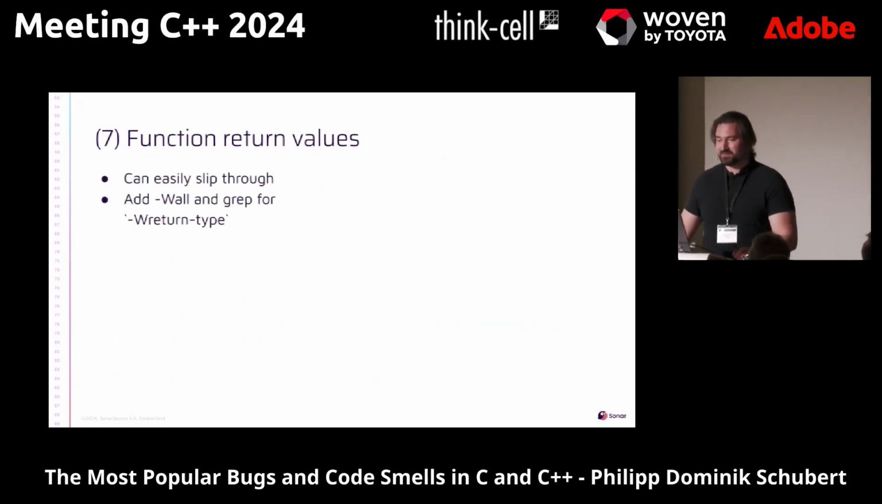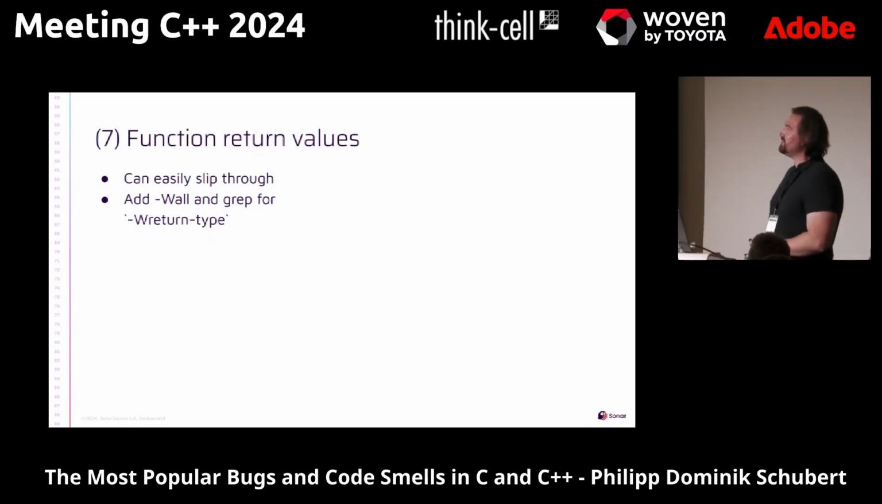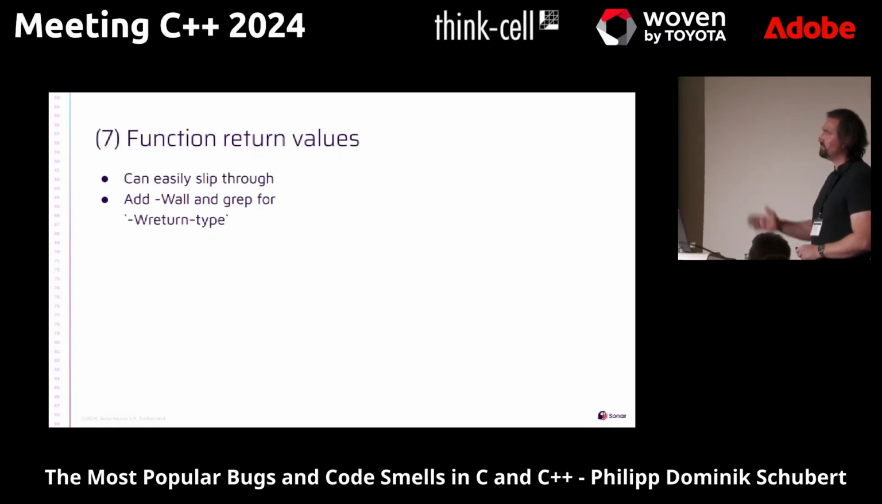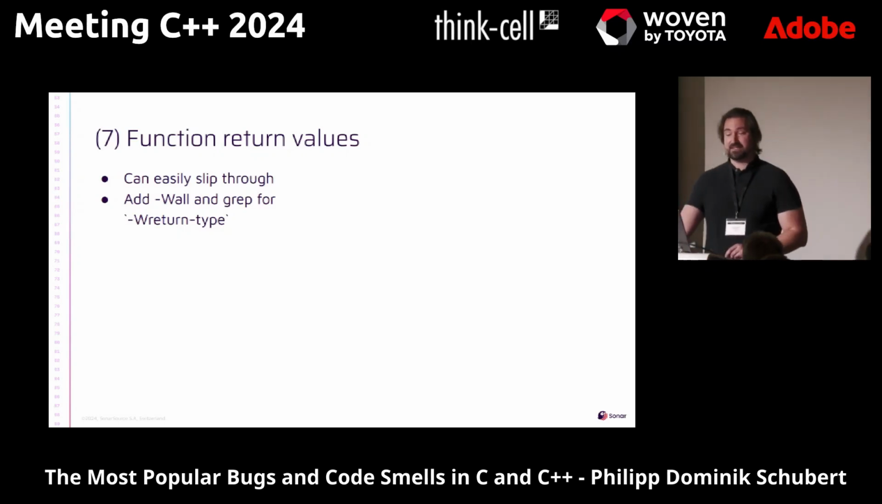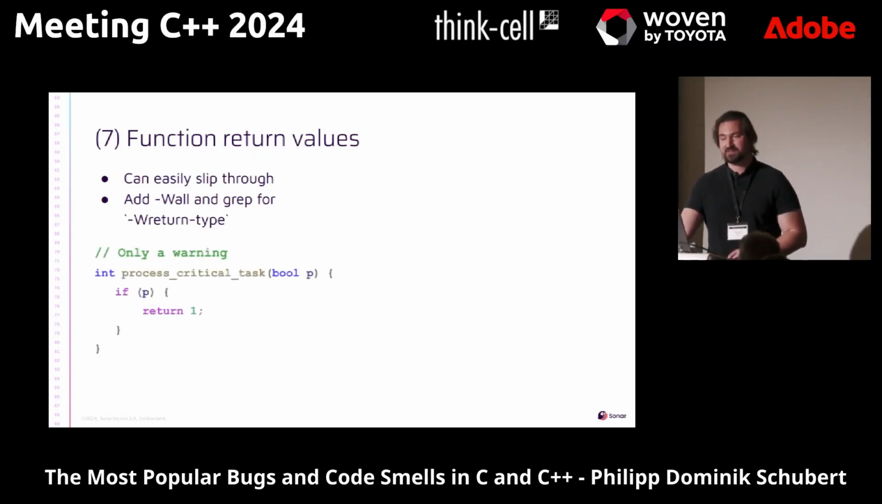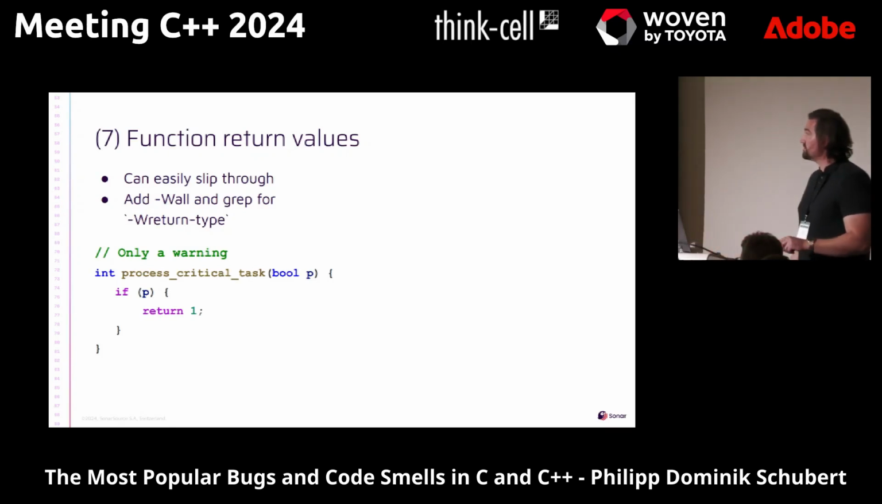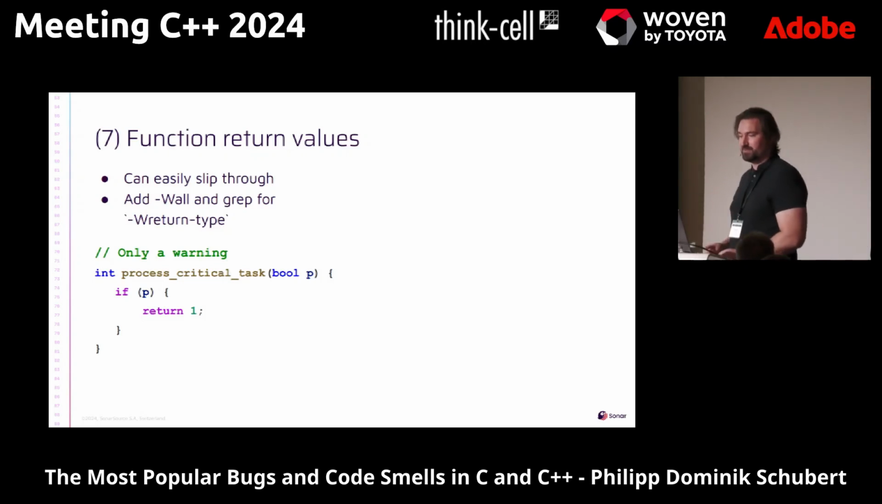Function return value is also evergreen, can easily slip through. Well, again, enable compiler warnings and also then grep for return type to see if you are affected by that particular issue. The issue is the following. This actually really also only produces a warning, although in my opinion it should be an error. And if you're opposed to that, well, use an annotation. I'll talk about that later.